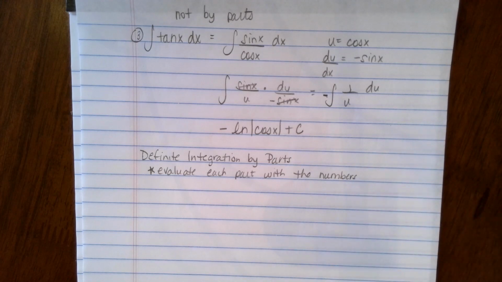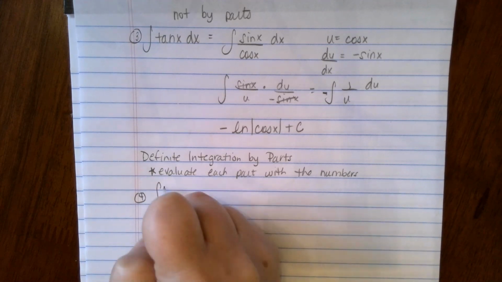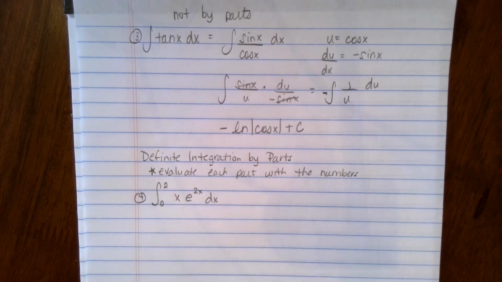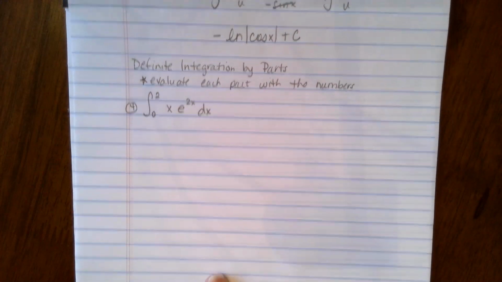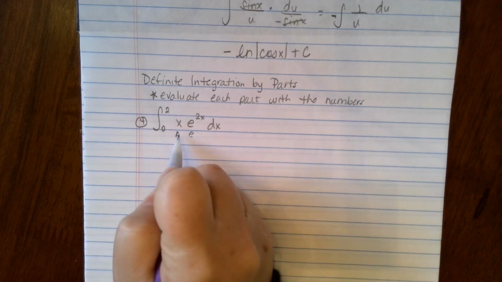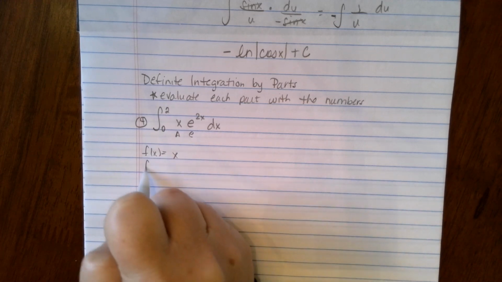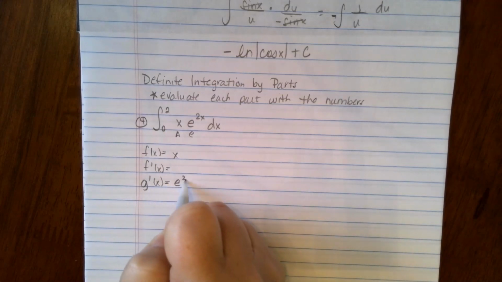Okay? All right, so example 4, we've got the integration from 0 to 2 of x e to the 2x dx. All right, so this is going to get started just like we normally do. We've got our A and our E, so we've got LIATE. So x is going to be f of x. Your g prime of x is going to be e to the 2x.